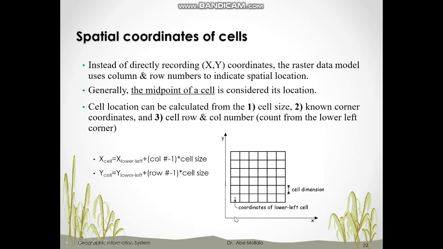So you have to count from here, okay? For example, for this one, the column number will be 1, 2, 3, 4, 5, 6, and the row number is going to be 1, 2. So it is calculated from the lower left. Once you know the three conditions, you just plug them into this formula, and you can directly calculate the XY coordinates for any given cell in this raster.